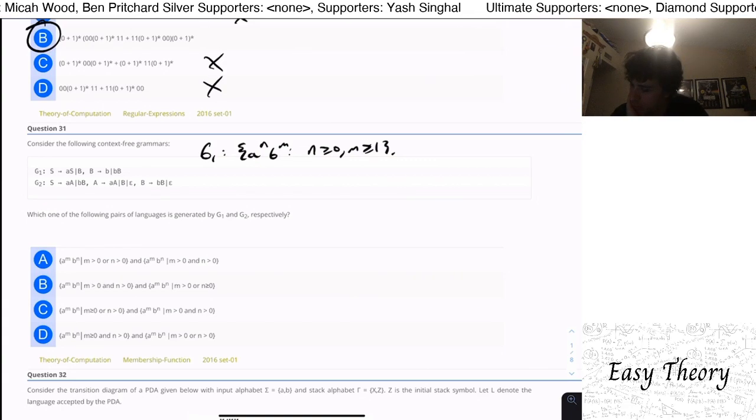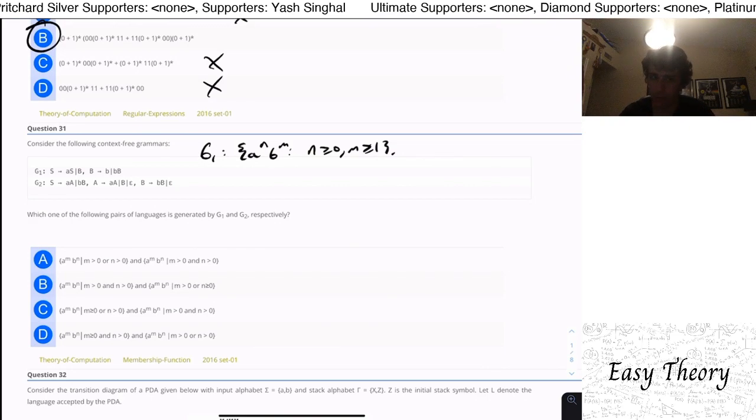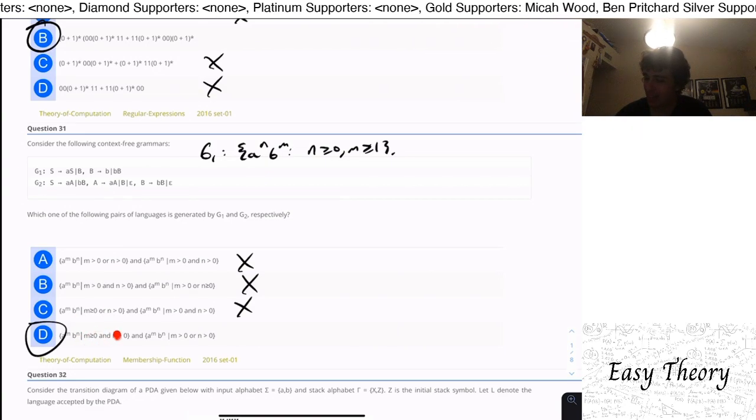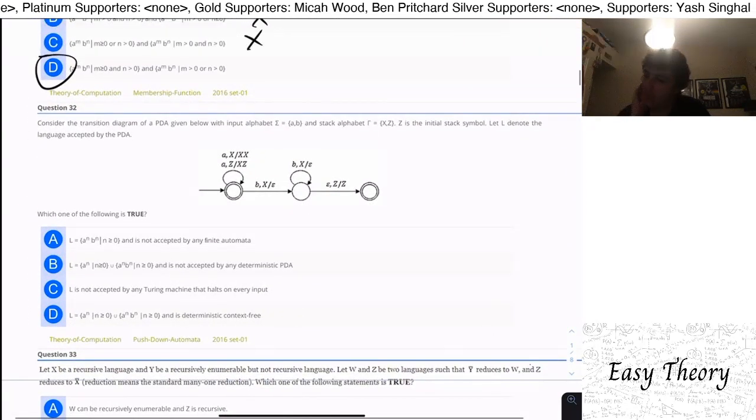G2. So the first one is not right. Yeah, the first one's not right. Second one's not right because the wrong condition for the number of A's here. So it actually must be D, because we don't even need to look at the second one. Based on the condition, D has to be the only possible answer, because both of the two conditions have to be satisfied.